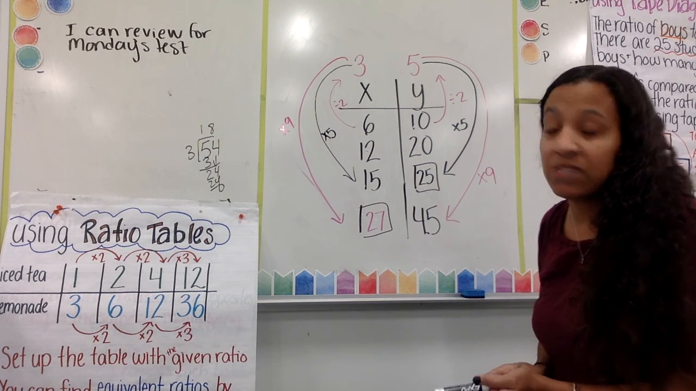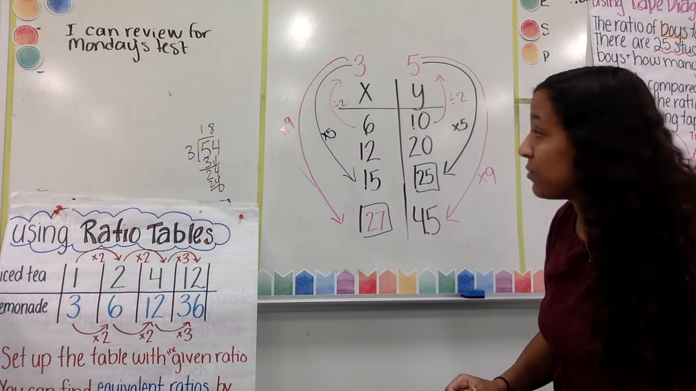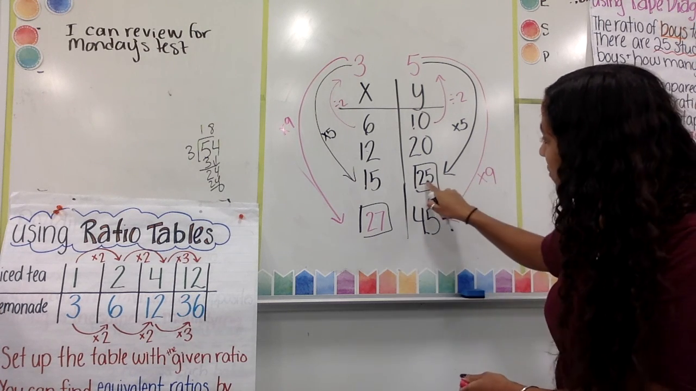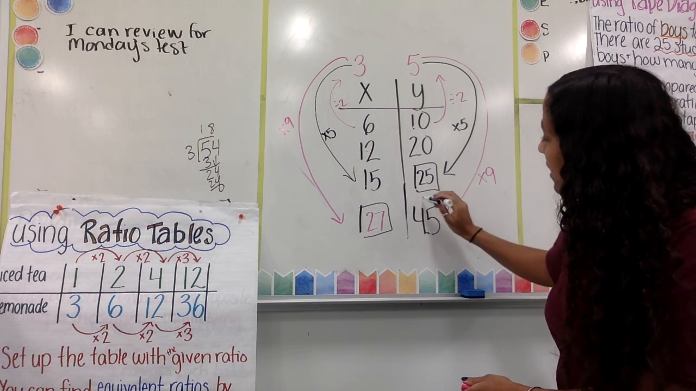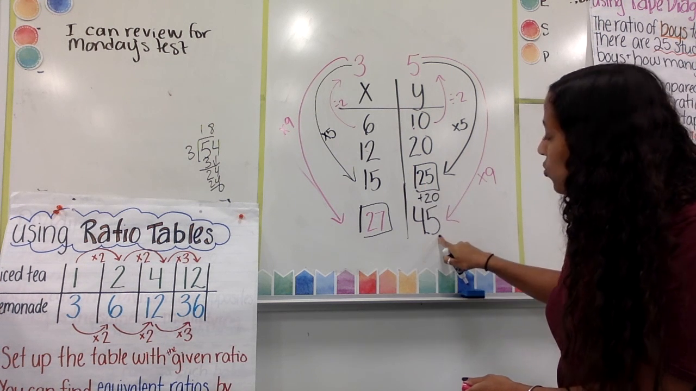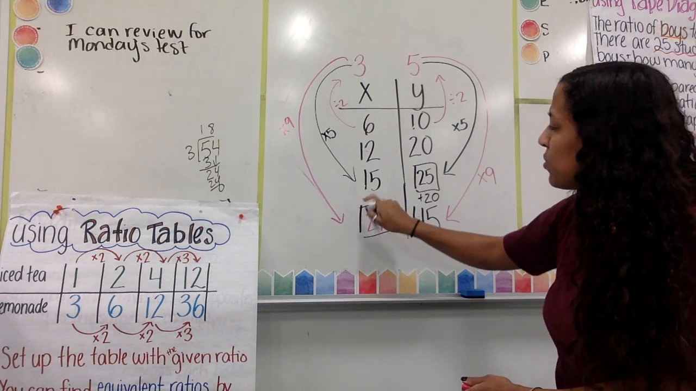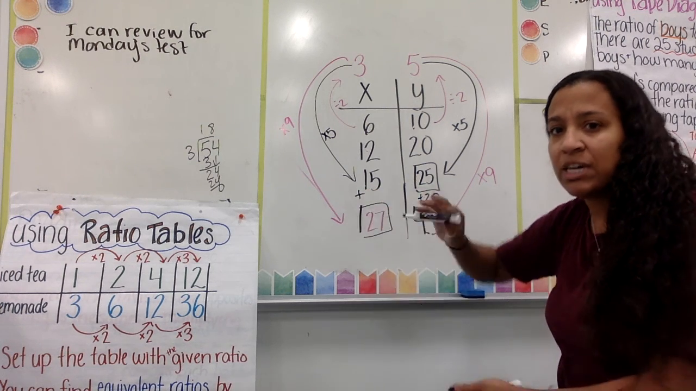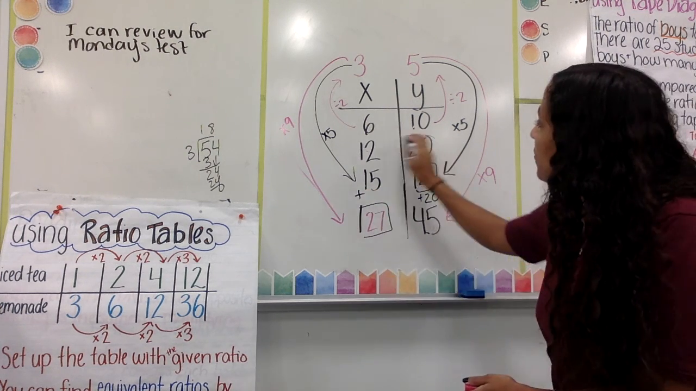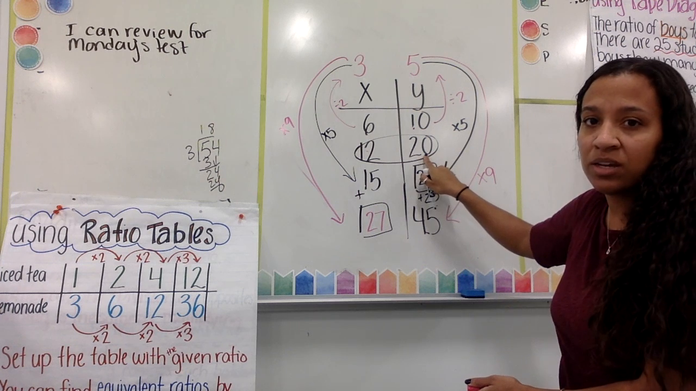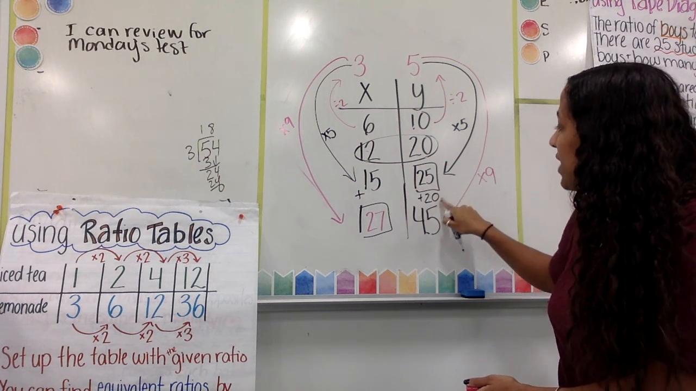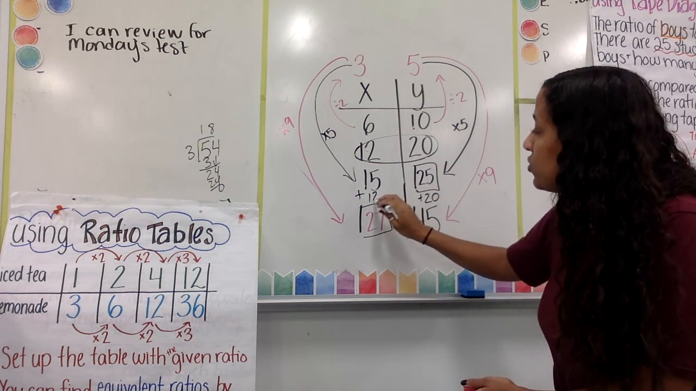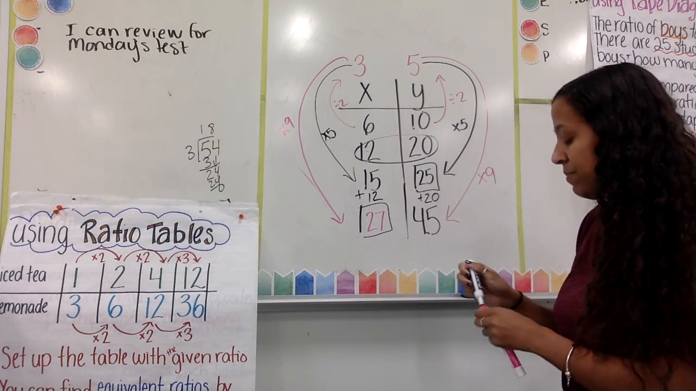We talk a lot about multiplying and dividing. We can also think about adding in a different way. So if we look at 25, we add 20, we get to 45. We have to think about what do we add on the other side. We have to keep the proportional relationship. So when I add 20, I add 12. So if I add the 20, I add 12, and I get 27.